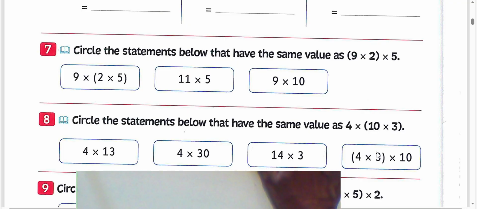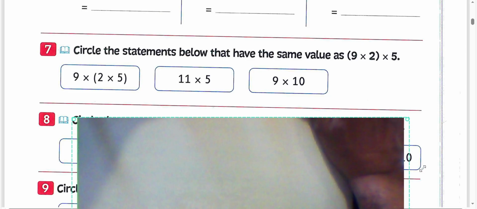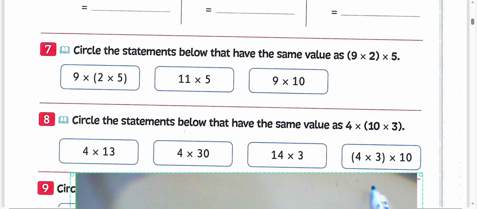4 times 10 times 3. We choose the last one. Replace the numbers. Choose this, correct. And 3 times 10 is 30. 30 times 4, and this is not correct. Choose 4 times 3 times 10 or 4 times 30.